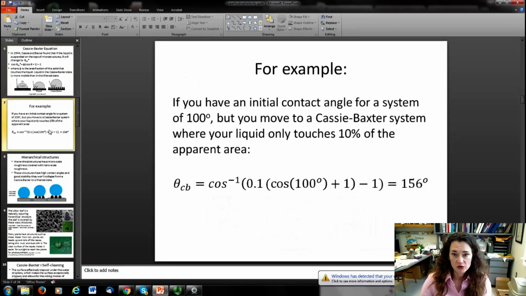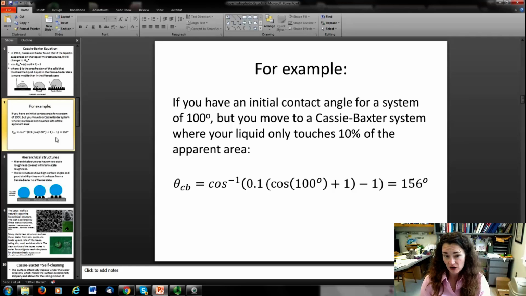So, for an example, if I had an initial contact angle for a system on a flat surface that was 100 degrees, but then I moved to a Cassie Baxter system with the microstructure and the nanostructure, where the liquid only touched 10% of the apparent area, then what I would have is a new contact angle of 156 degrees, so it would be greatly increased.